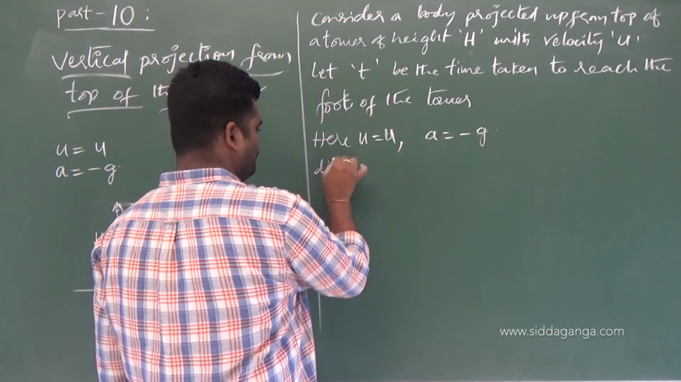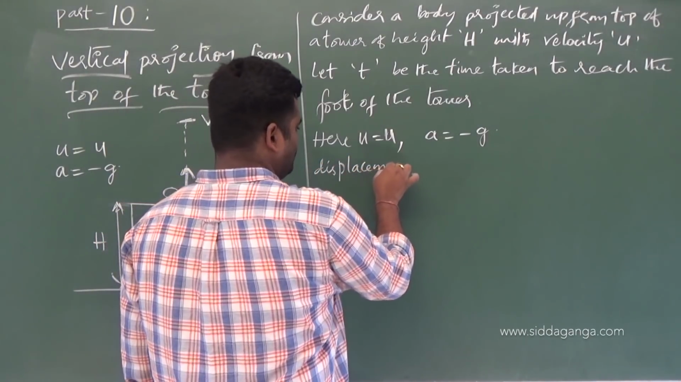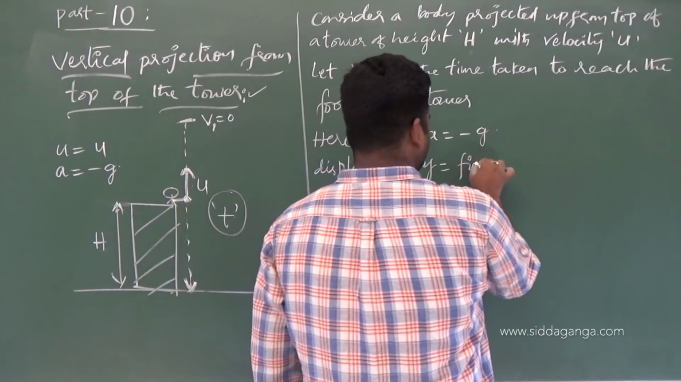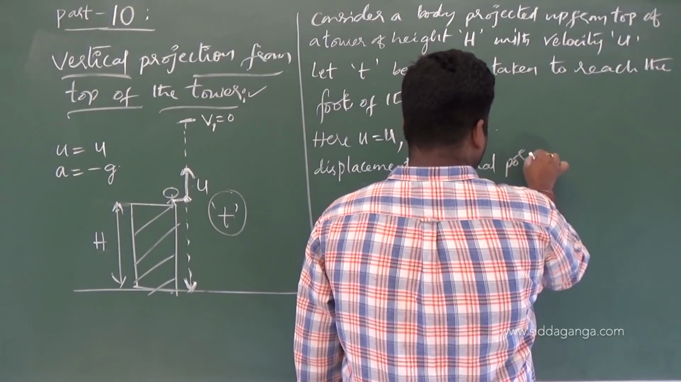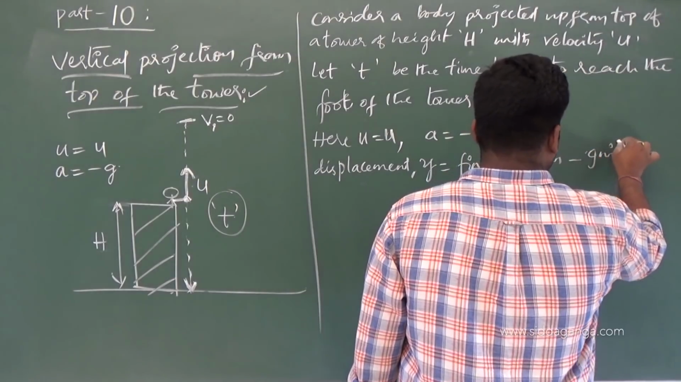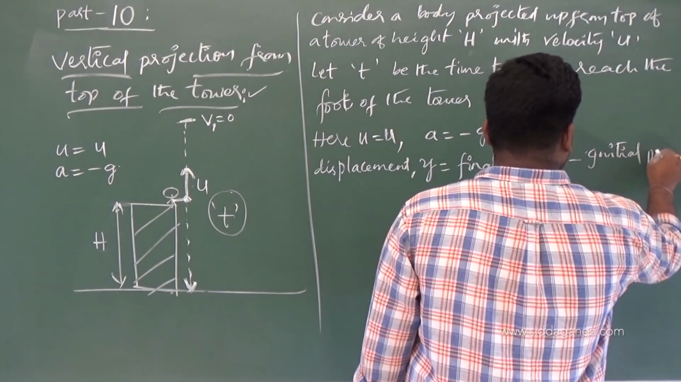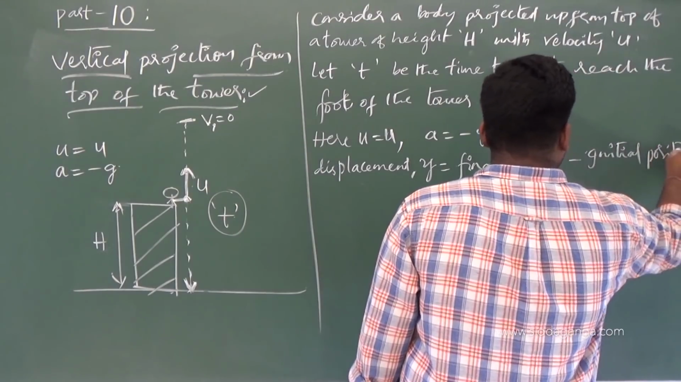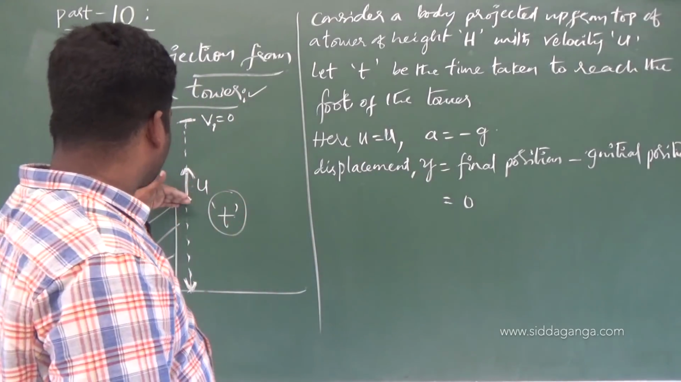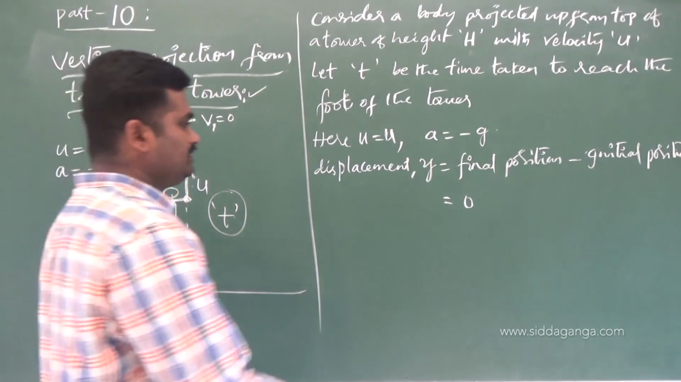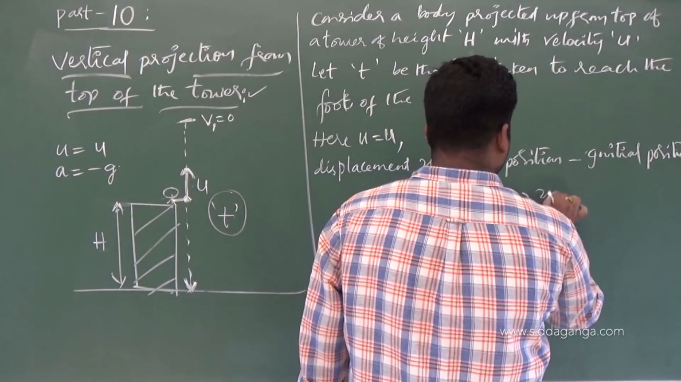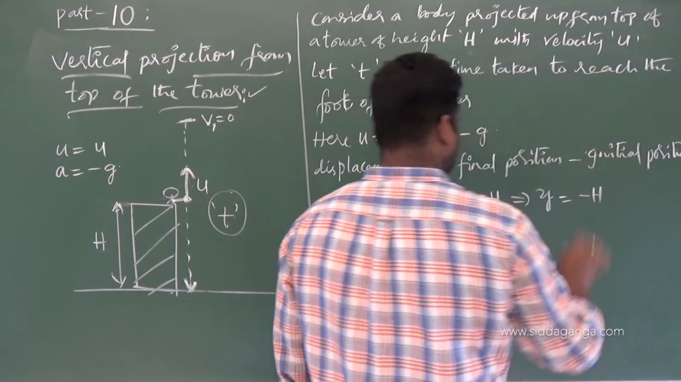Displacement, this is important. Displacement, y. How to write? Final position minus initial position. What is the final position here? 0, minus what is the initial position? H. It is already at a height of h. That's why 0 minus h. This is what displacement is. Or I can write this as y equals minus h.